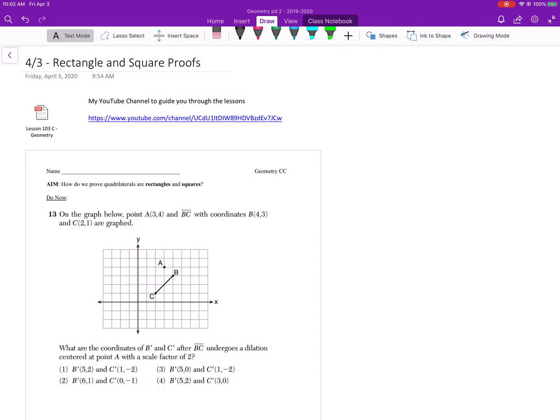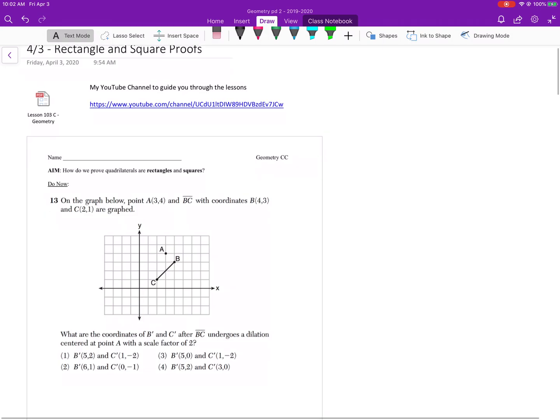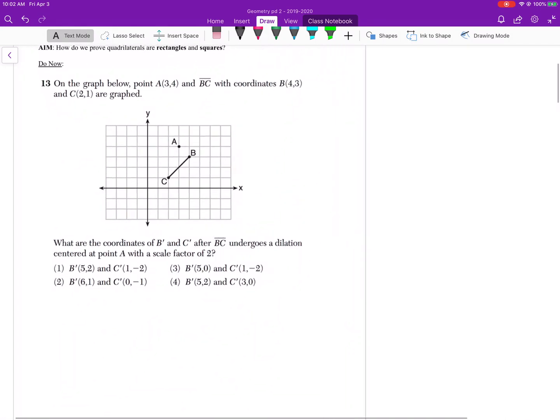Today's lesson, rectangle and square proofs. Hopefully you took a look at today's do now. We'll go through that together first.